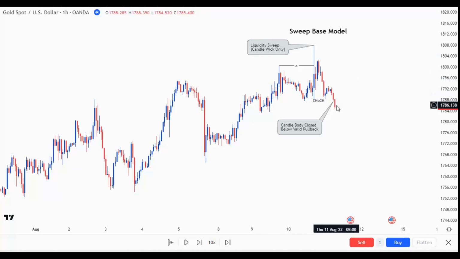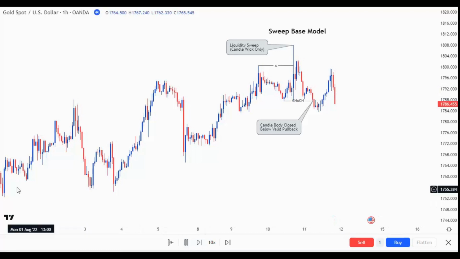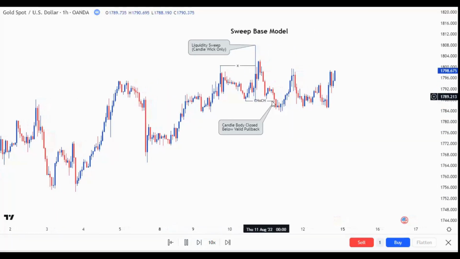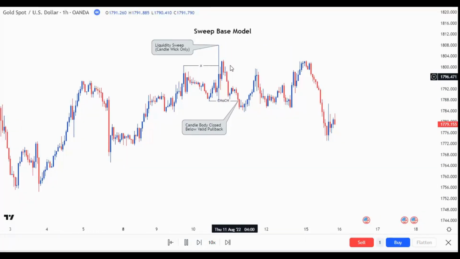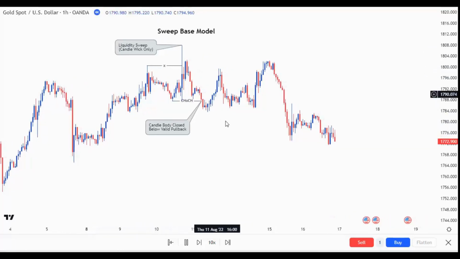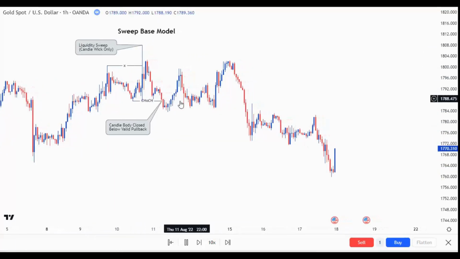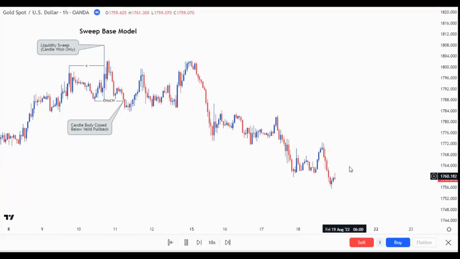Now, we can enter here. We can enter at this point or we can wait for this pullback. Our entry can be this imbalance zone. We can enter here in this fair value gap or we can enter here on candle closing. Here you can enter by using fib levels. Now, let's check the price reaction here. Notice that price was totally in a bullish trend, making higher highs. And after this CHoCH confirmation in the sweep base model, momentum totally changed, and the price trend reversed from bullish to bearish.